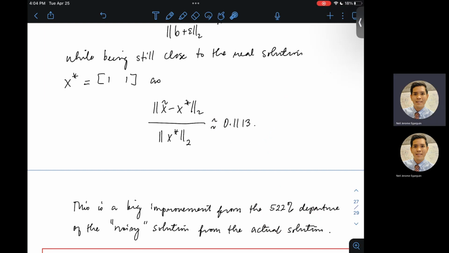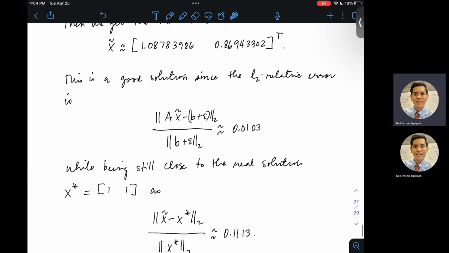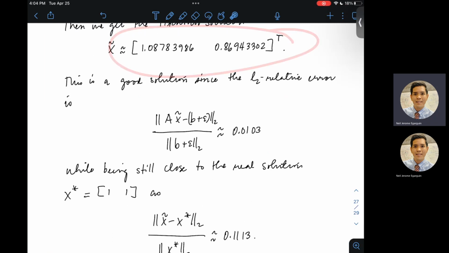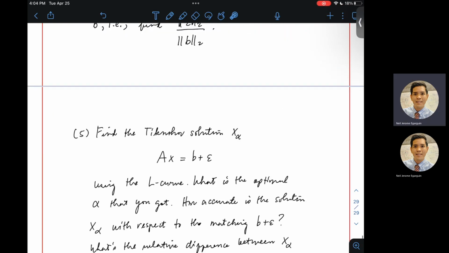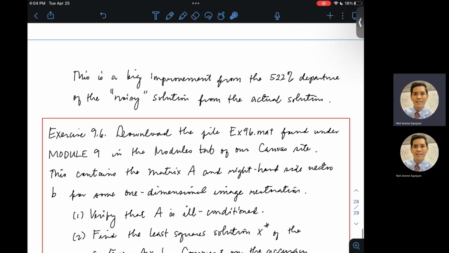So going back to our patient problem, we want to inject them at coordinates 1, 1 in their body. We got very off results with the previous one, but using the regularized solution, you're quite near now. You are at 1.08, 0.86. So that's still within 11%. So you are doing a much better job in this particular scenario. Okay. So I think that's the entirety of the use of the L-curve technique.